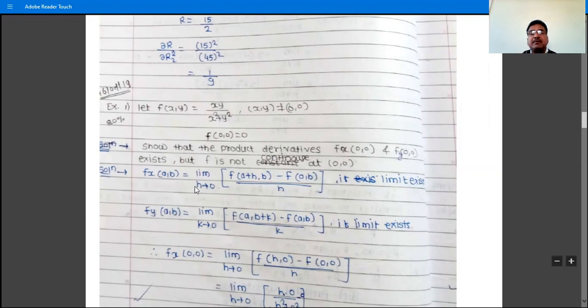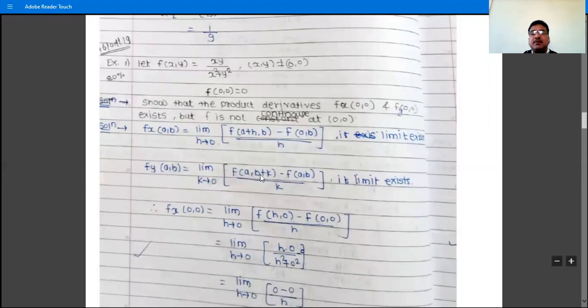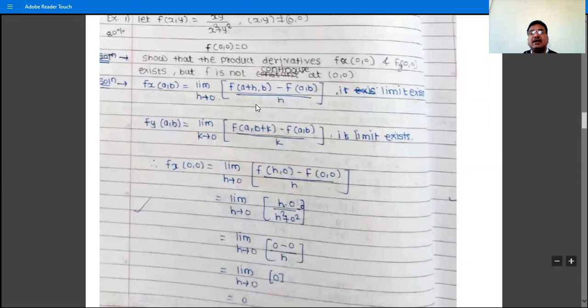So first find the partial derivatives. What is fx(a, b)? Limit h tends to 0, f(a + h, b) minus f(a, b) divided by h, if the limit exists, and fy(a, b) is limit k tends to 0, f(a, b + k) minus f(a, b) divided by k. So fx(0, 0) is what? Substitute a and b as 0. So we have 0 + h means h, f(0, 0) by h.